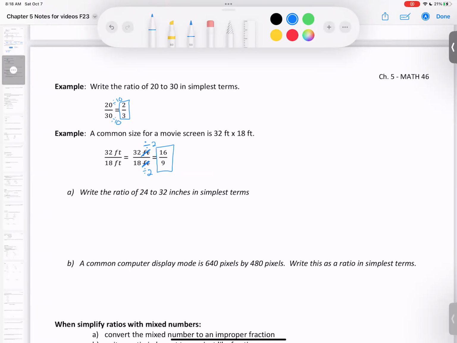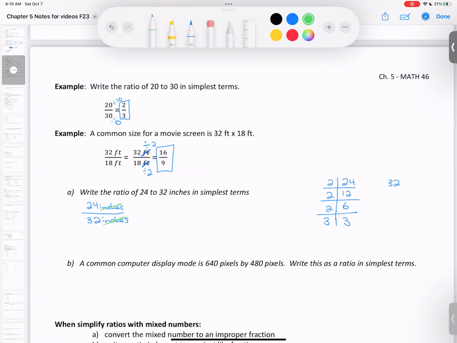Okay, and let's do this one together now. So we want the ratio of 24 to 32 inches. So we have 24 inches over 32 inches. We're comparing inches to inches. Our units are the same, so they can cancel. And then we want to look for the greatest common factor there. So let's do our chart just so we don't forget it. So we've got 24 and 32. So we can divide by 2 for 12, divide by 2 for 6, divide by 2 for 3.